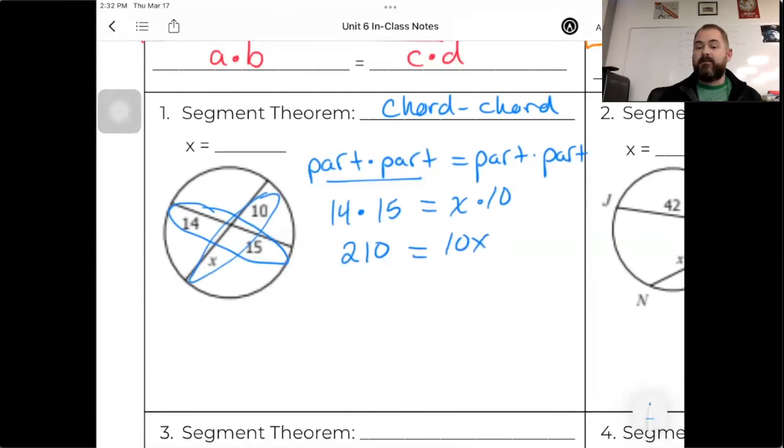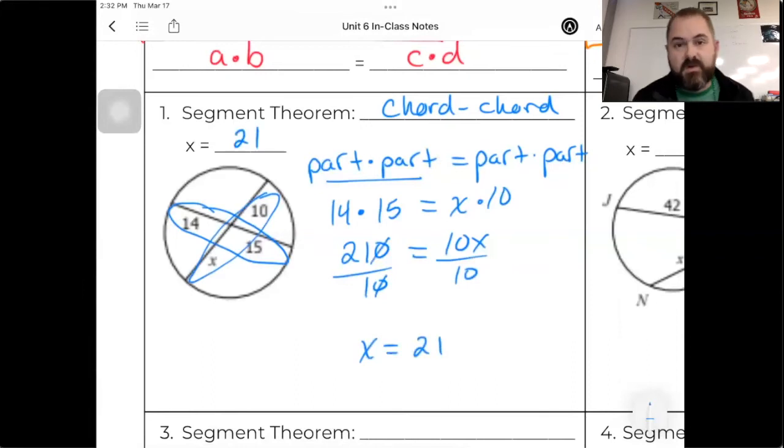And then I have to get rid of that 10 with the x. I have to undo 10 times x. So we divide by 10 on both sides. 210 divided by 10, think of it as the zeros canceling. That's just 21. Okay? So that's your chord-chord theorem.